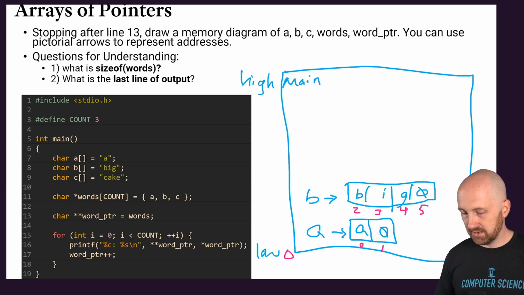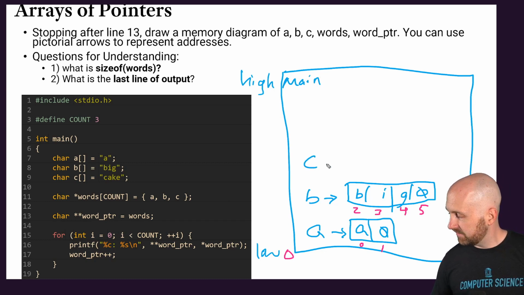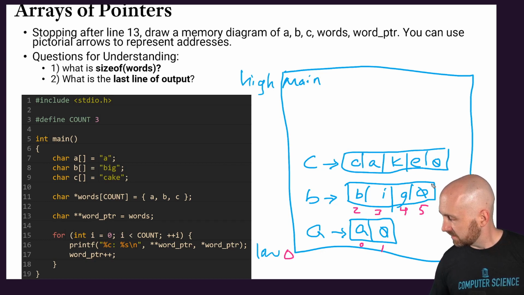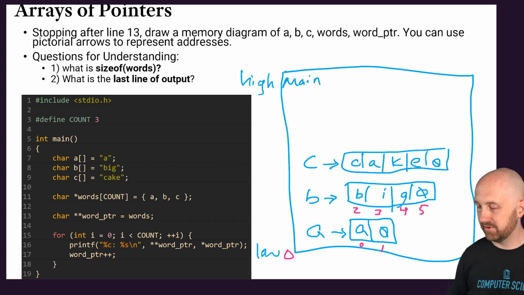All right, and then what is C? Well, C is the word cake, and once again, this is a C string, so it's just going to be a sequence of characters, C, A, K, E, followed by the null terminating character. So this has a length of 5. I'm not going to draw on those addresses for now.